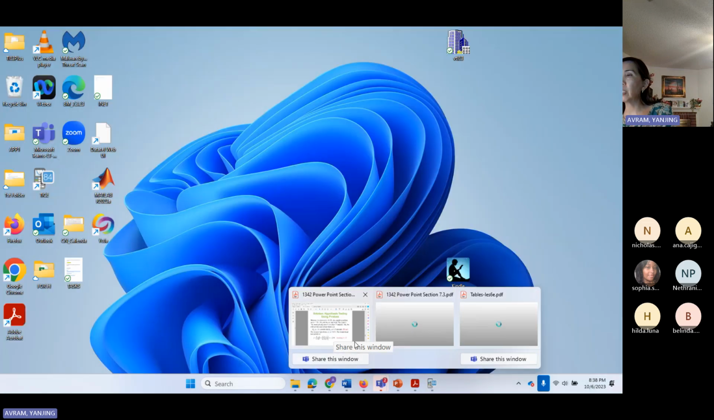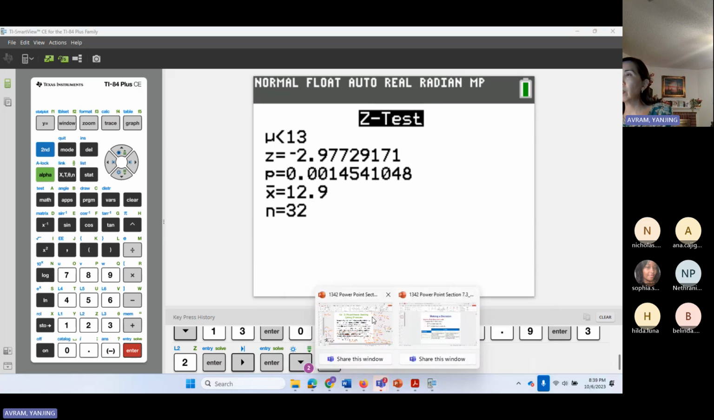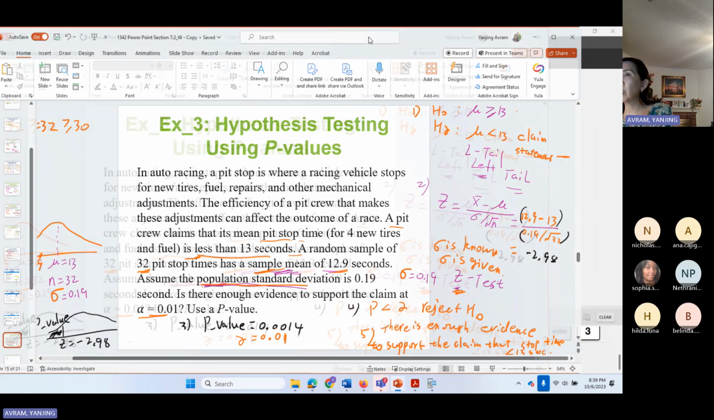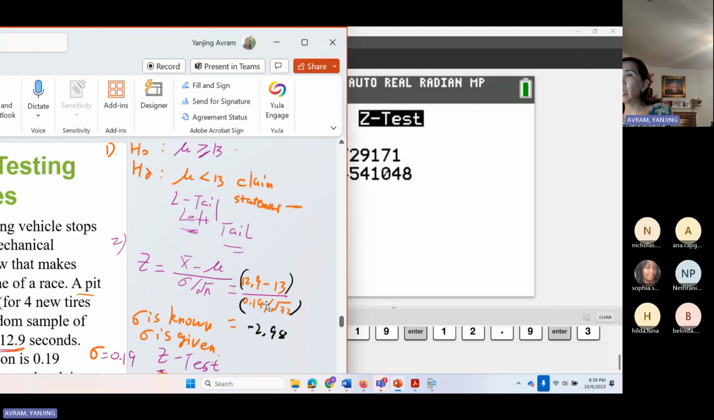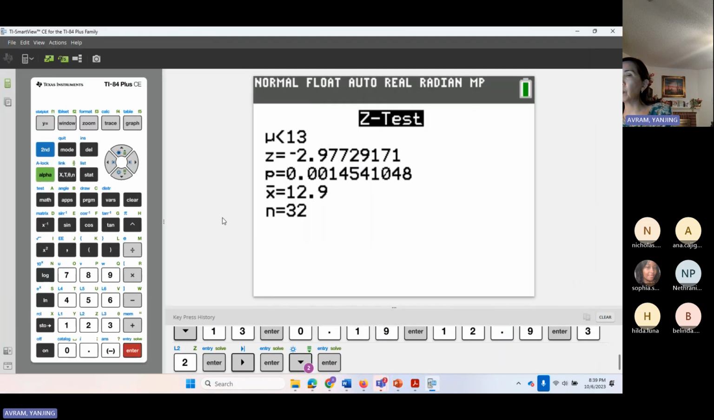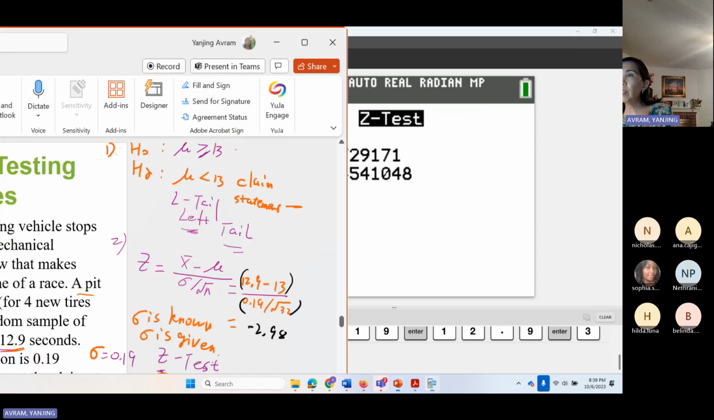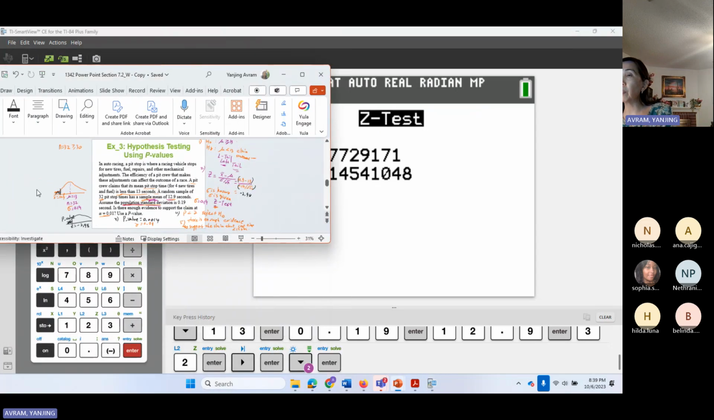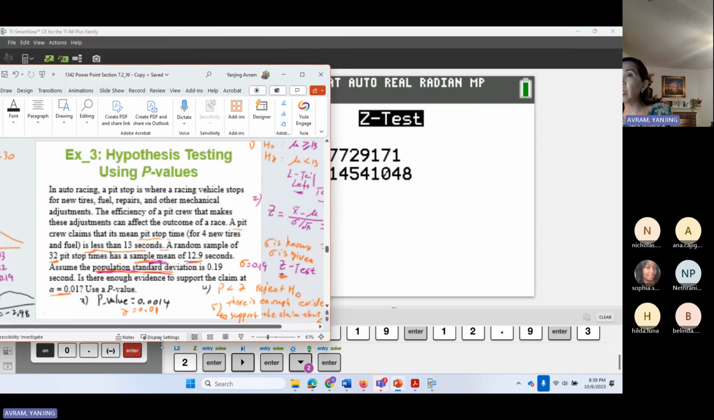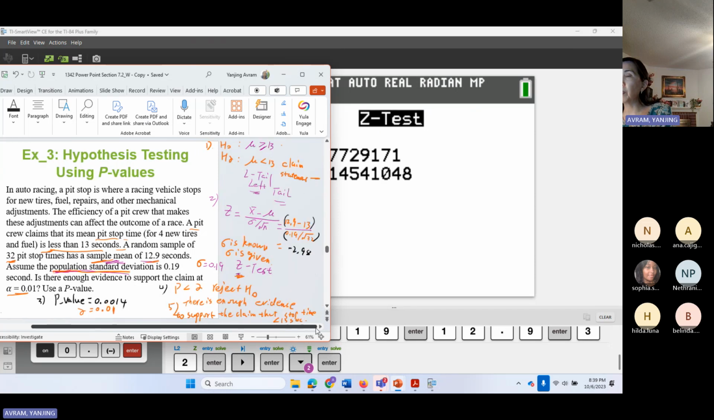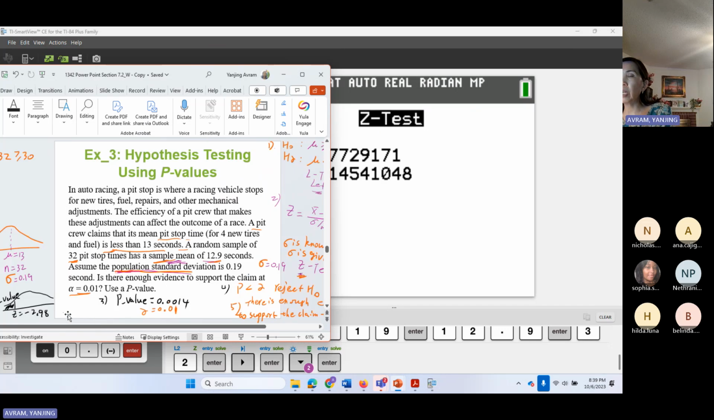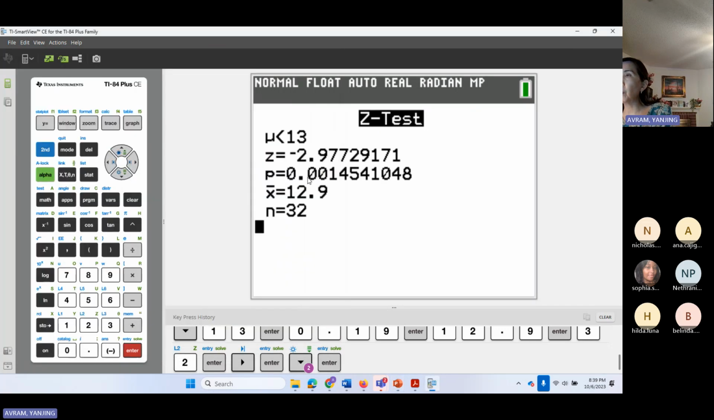We have exactly the same z score, negative 2.98, if we round to 2 decimal places. We also have the same p value. Our p value here is sometimes a little bit off, but it will be enough to let you identify. We have 0.0014.